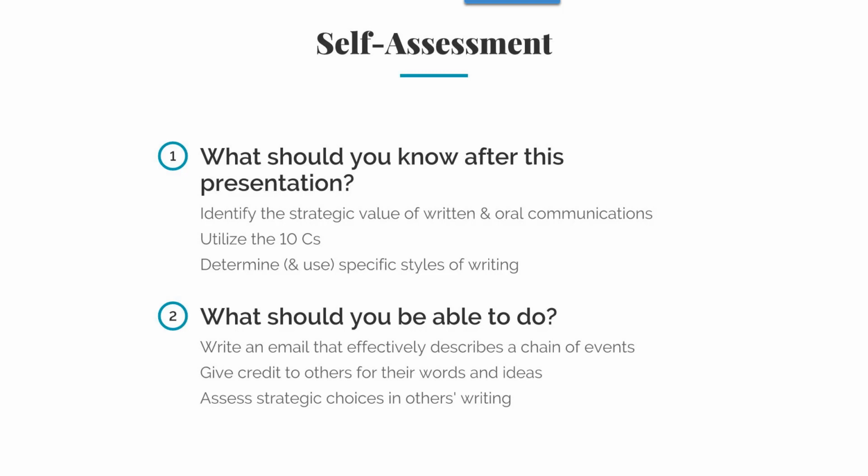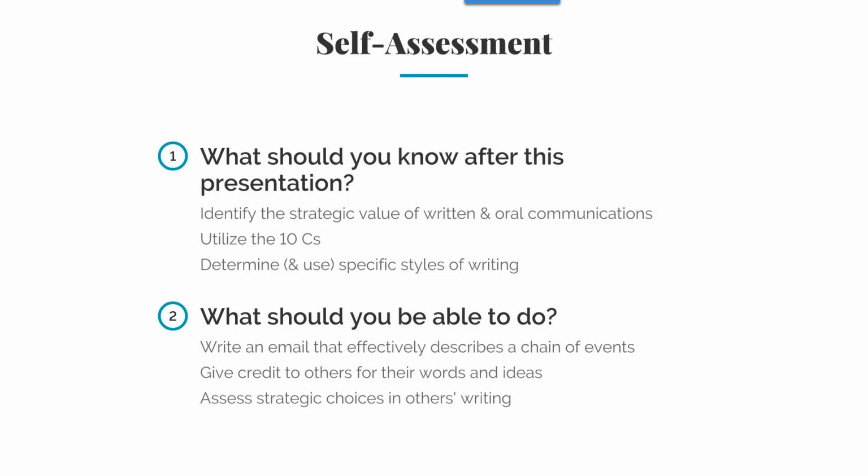So let's do a quick self-assessment. What should you know after this presentation? You should be able to identify the strategic value of written and oral communication. So we've looked at some advantages and disadvantages, and we're going to continue to do so because this is critical. If you get into a job and you send the wrong type of message or you don't follow up with a summary that pertains to the contract after a face-to-face meeting, that could be your career. I mean, that could be a defining moment, and maybe not a good one.